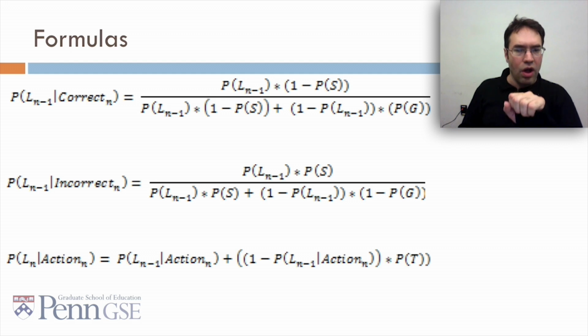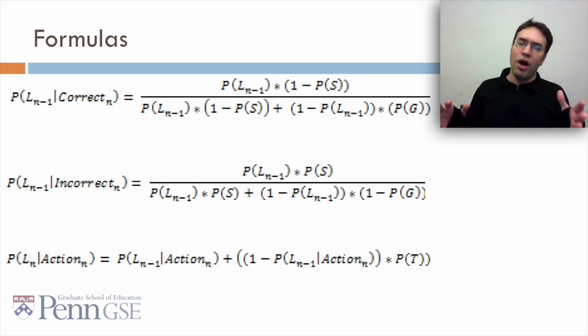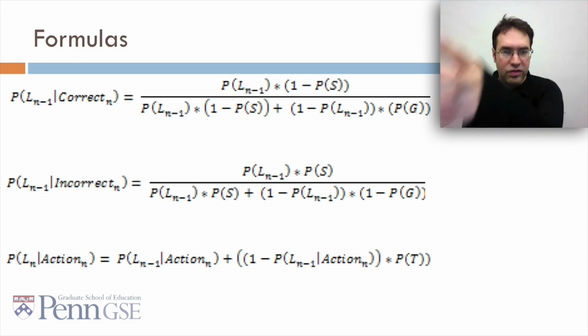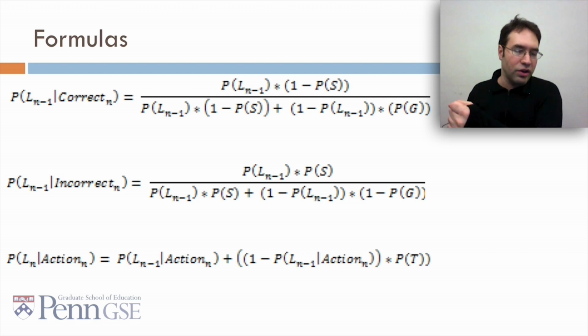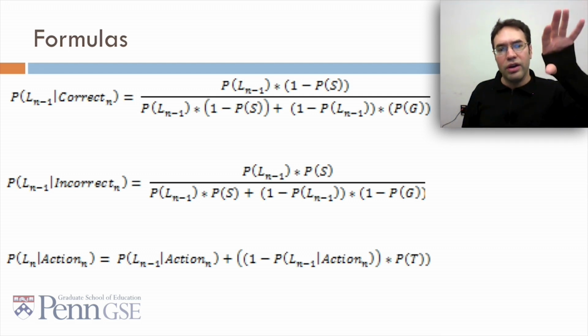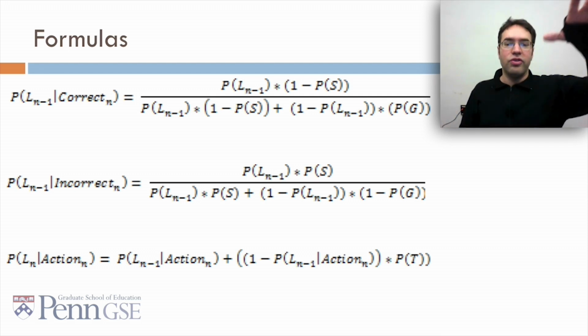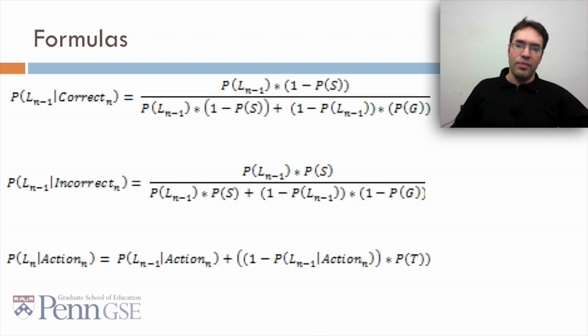Similarly, if you got it wrong, then how did you get it wrong? Well, you must have known it and slipped if you already knew it. So if you already knew it, then you previously knew it and you slipped, and the two possibilities are you previously knew it and you slipped, and you didn't know it and you didn't guess.